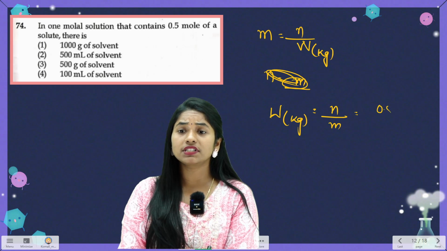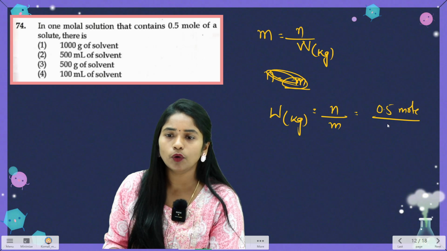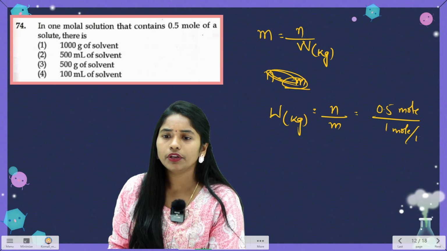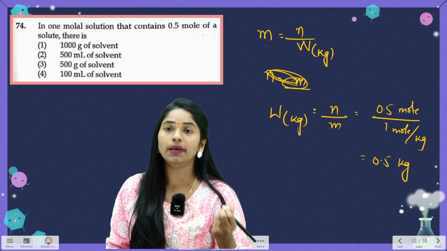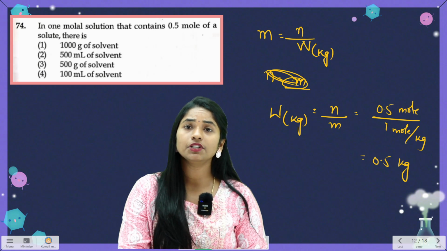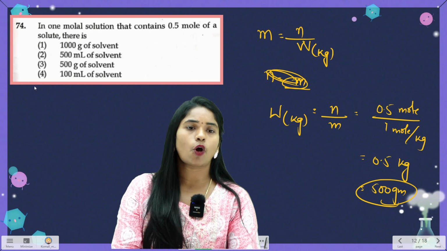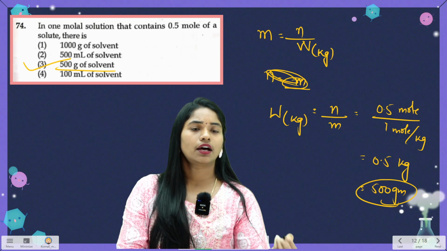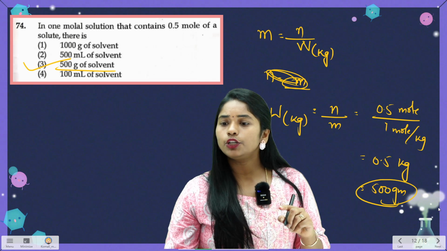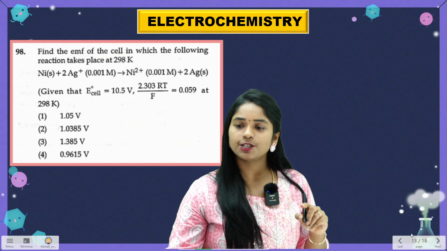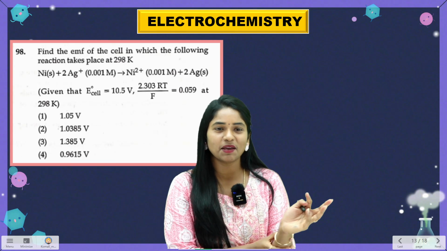What is the number of moles given? 0.5 moles. Molality is 1 mole per kg, right? Then it will be 0.5 kg, the mole will be cancelled. So 0.5 kg means 500 grams. Half a kg means 500 grams, because in the options gram is the correct answer, 500 gram. Is it clear? This answer solution is clear. These are the 2 questions which came from which chapter? Solutions chapter.